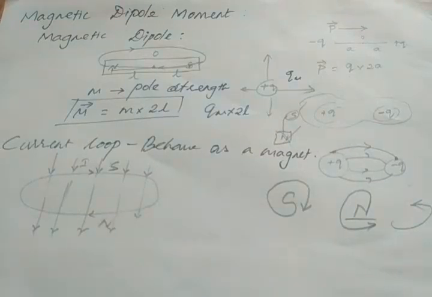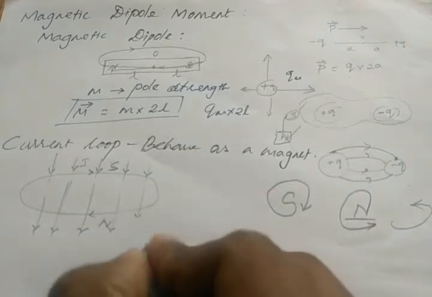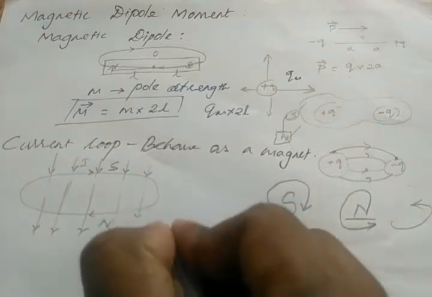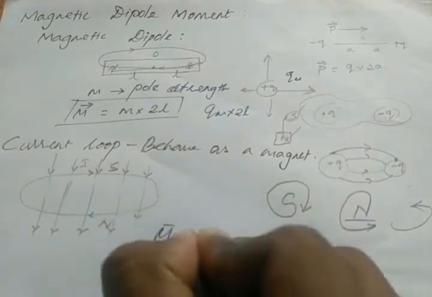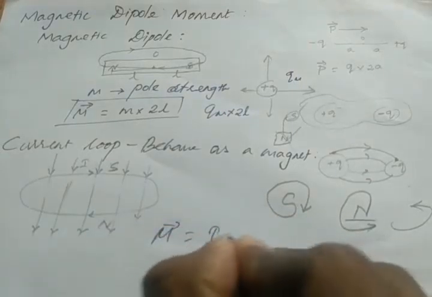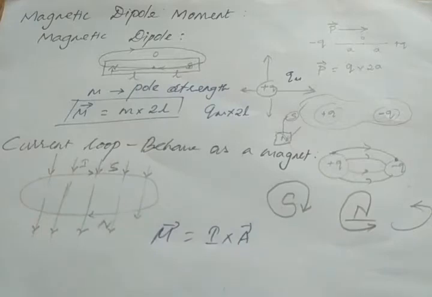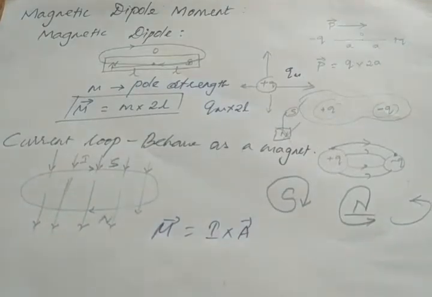Clear? So what will be the magnetic dipole moment for this loop? The magnetic dipole moment will be equal to I into area vector. This is the magnetic dipole moment formula.